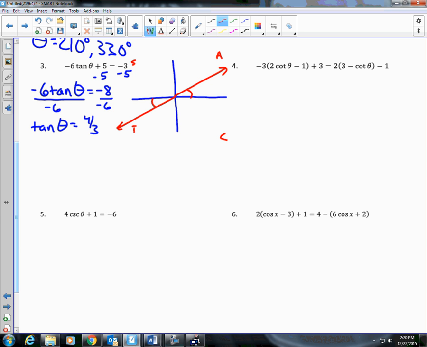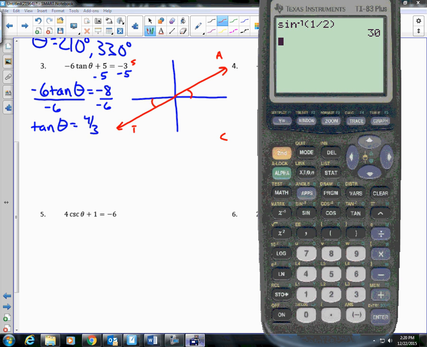One's between 0 and 90, the other is between 180 and 270. How do I figure it out? I determine the reference angle. Go to my calculator. What do I press? Second tan, and then 4 divided by 3. We get 53.13.